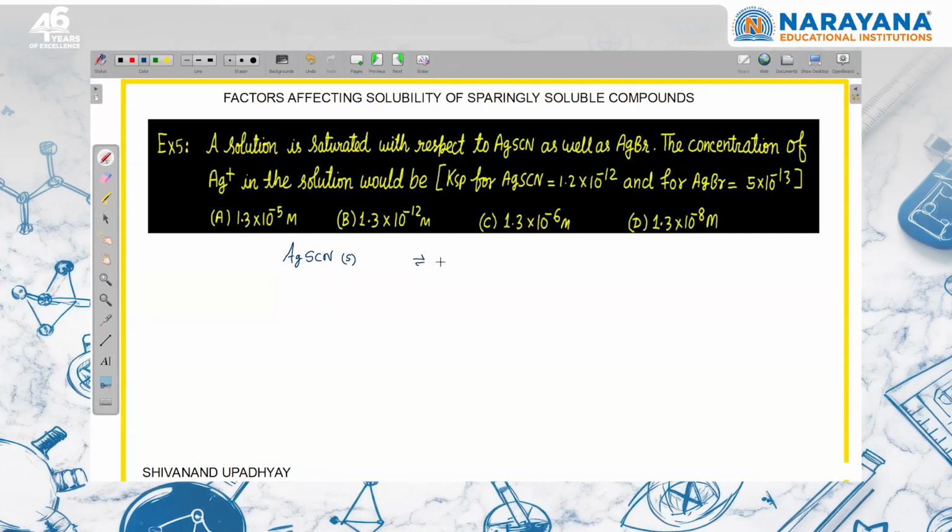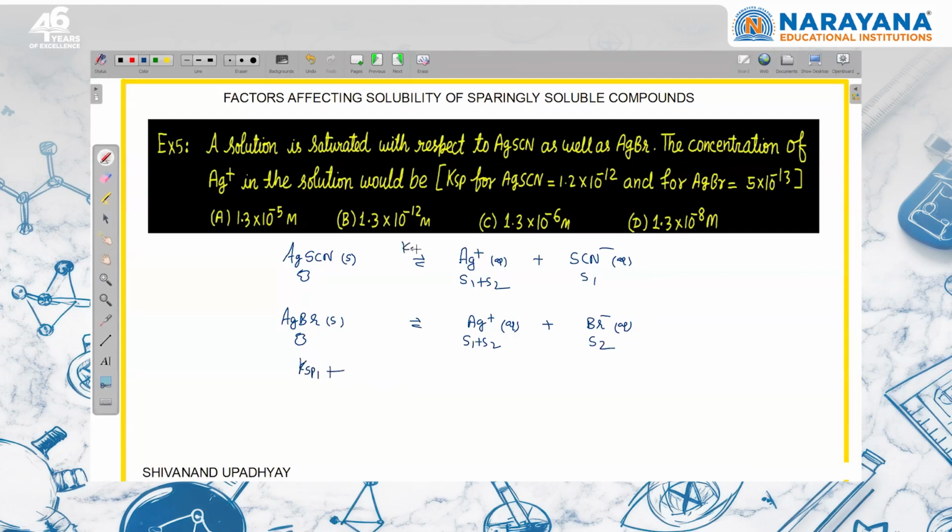AgSCN in solid state is in equilibrium with Ag plus ion in aqueous state and SCN minus ion in aqueous state. Then the other reaction will be AgBr in solid state in equilibrium with Ag plus ion in aqueous state plus Br minus ion in aqueous state, and we can write that at equilibrium these two solids will be there. The solubility of this will be S1, then this is S1 and S1. The solubility of this will be S2, so here S1 plus S2 and S1 plus S2, and this is equal to S2. Now you can write KSP1 and KSP2.